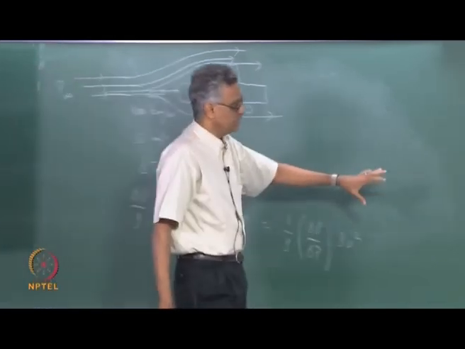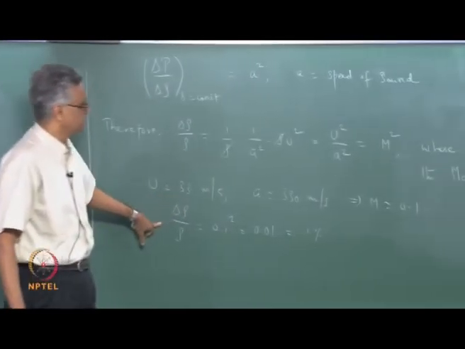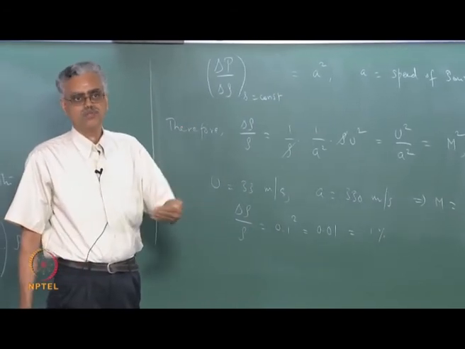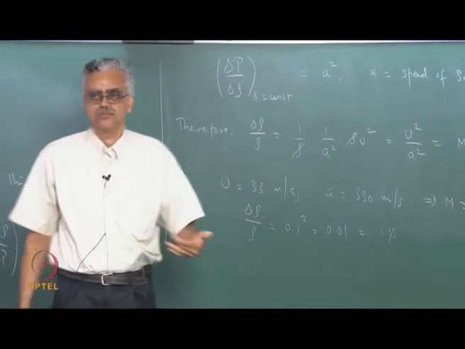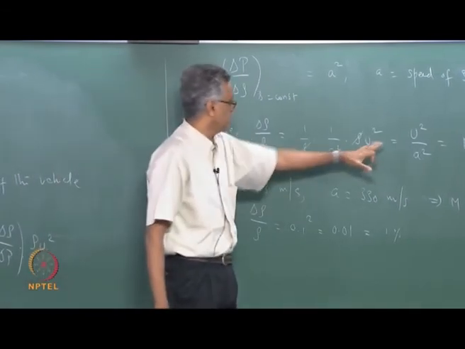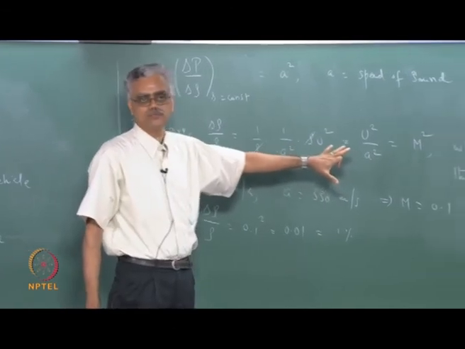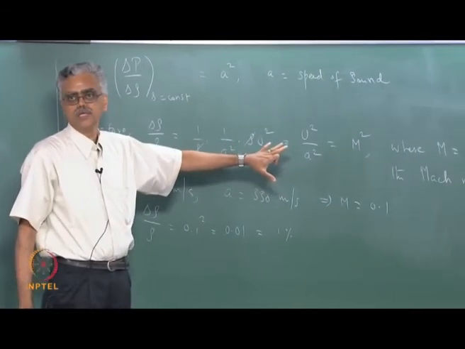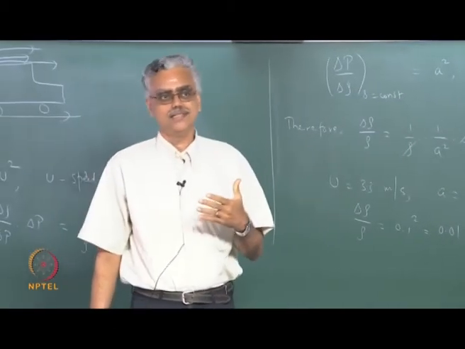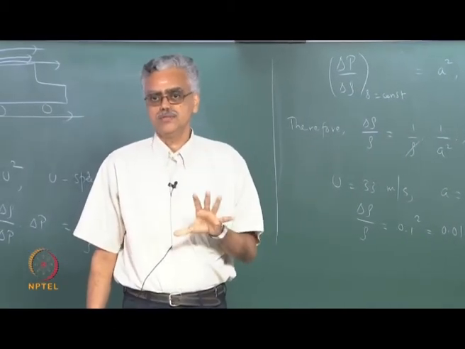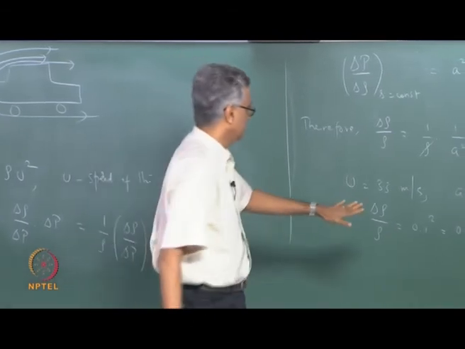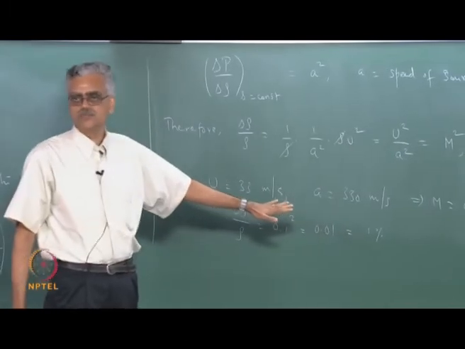This criterion is advantageous because it relates changes in density. Remember, we are talking about change in specific volume, right? For compressibility, we talked about change in specific volume. So this relates the same quantity, change in density, to a flow quantity. It says this is proportional to M squared. The general rule of thumb is, as long as the change in density is about 10% of the mean density, then compressibility effects can be ignored. In this case, it is 1%. It is very clear that it is very small.